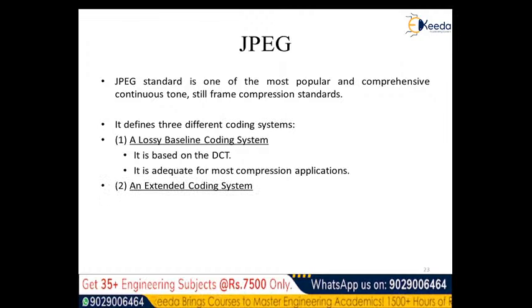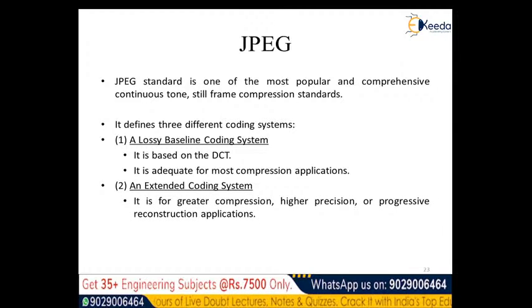The second one is an extended coding system. It is for greater compression, achieving more and more compression with a minimal number of bits. We have to try to save that much image information, and also achieve higher precision. So the precision, in terms of the reconstruction of the original image sample, is not matching because it is of the lossy type. So we will try to have the best match to the original value, so a higher precision in the technique here, or a progressive reconstruction application.